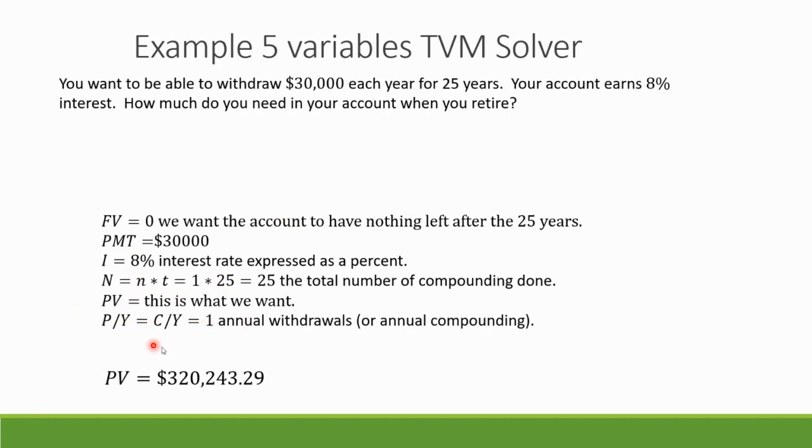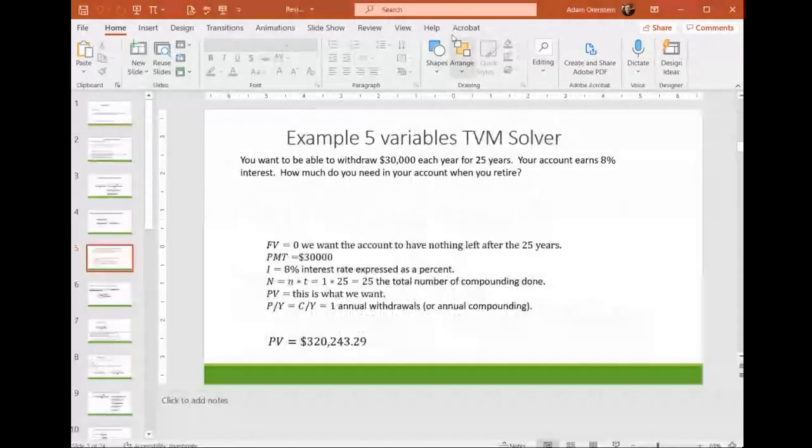These two both equal each other, P/Y and C/Y. C/Y is how many times the account is compounded in a year, and they're both equal to 1. If I remember correctly, P/Y is how many times you're either depositing or withdrawing money a year. But again, it's still 1. So with the TVM solver, you do actually get the same answer, but let's just go through it just for fun.